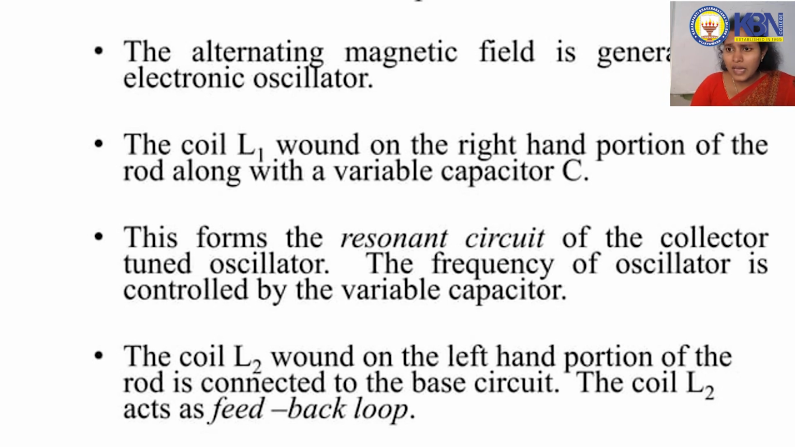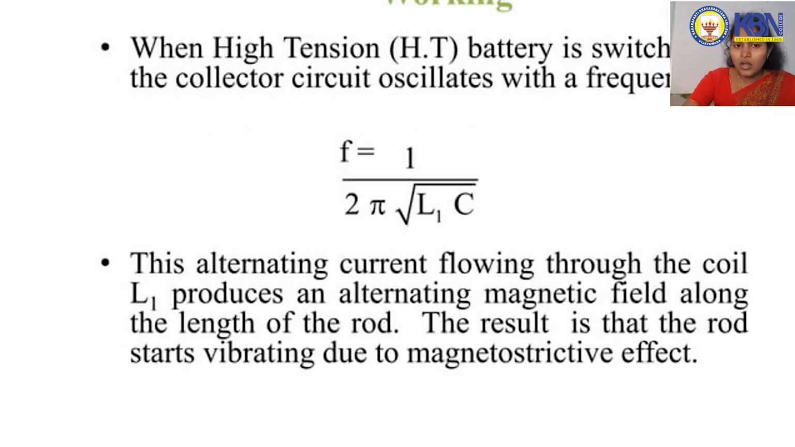Here we have two coils. The first coil is L1, which is on the right hand portion and is connected along with the capacitor C, and we have the second coil L2, which is on the left hand side portion of the rod, which is connected to the base current. So this coil L2 acts as a feedback loop.